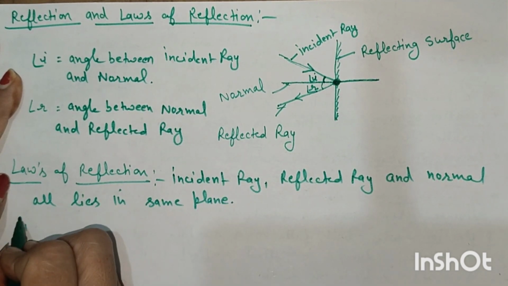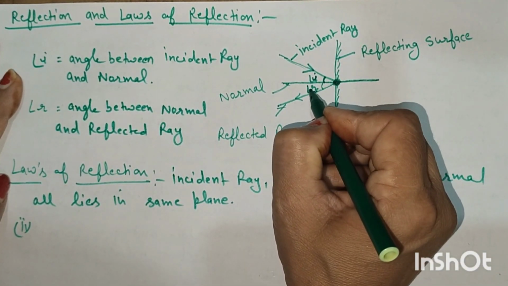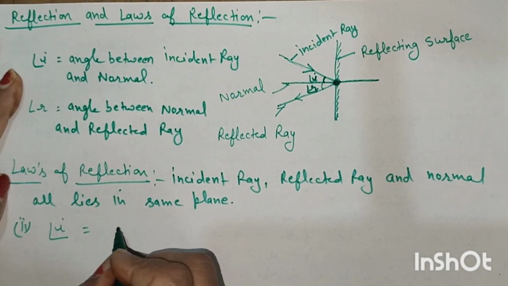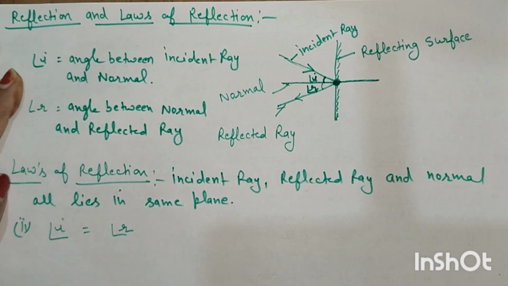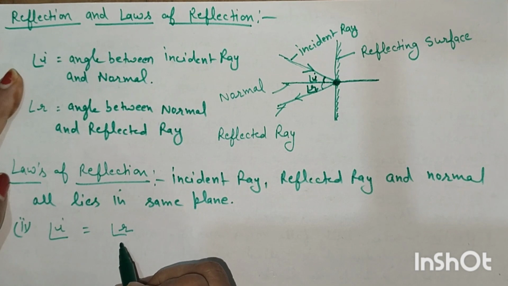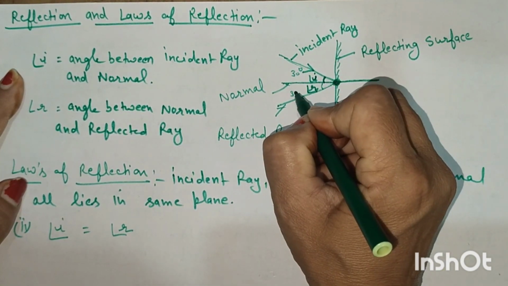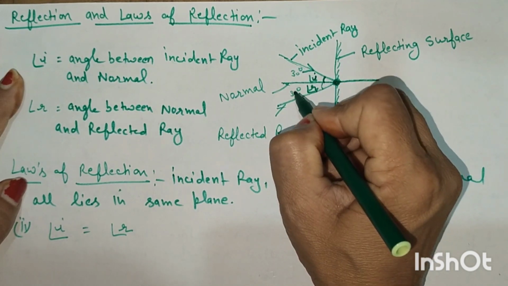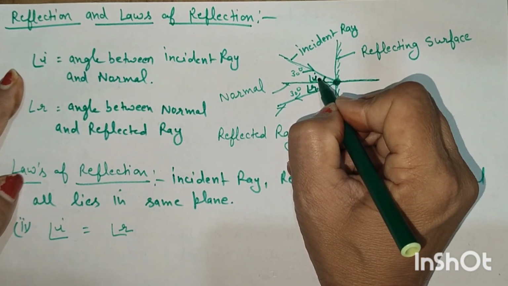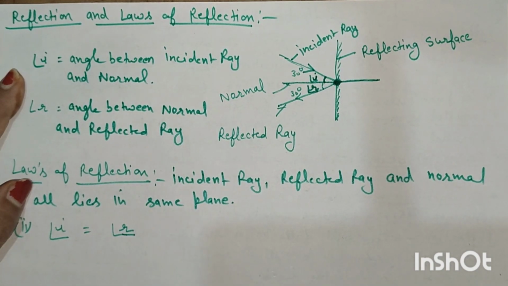Now the second law: the angle of incidence is always equal to the angle of reflection. This is called the second law of reflection. If it is 30 degrees, then it will always be 30 degrees. If it is 40 degrees, then it will always be 40 degrees.